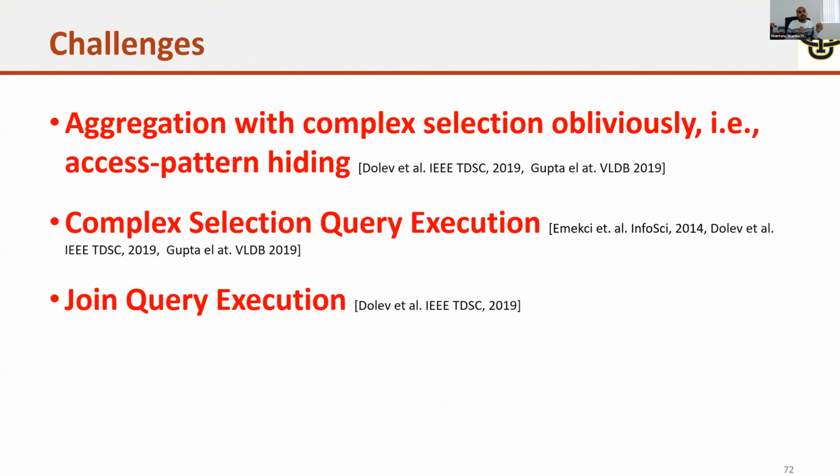But now there are challenges. Except addition, we cannot do anything with secret sharing. So the question is how we can perform aggregation queries with complex selection, while also hiding the access pattern, that is, which tuples satisfy the query. Another thing is that we also want to execute complex selection criteria like conjunctive queries and disjunctive queries. We also want to do join queries using secret sharing.